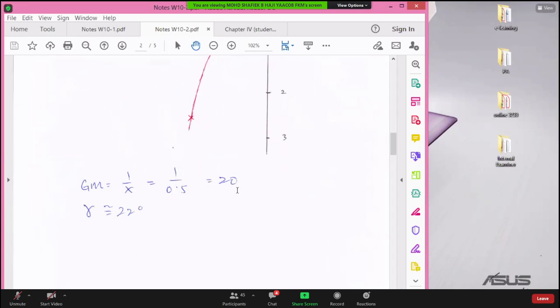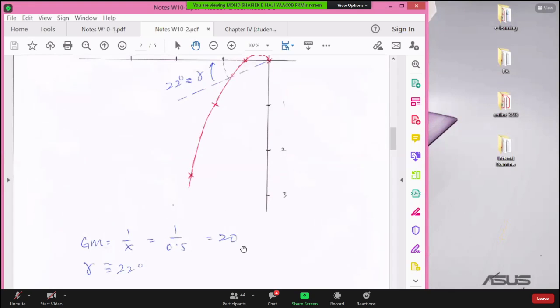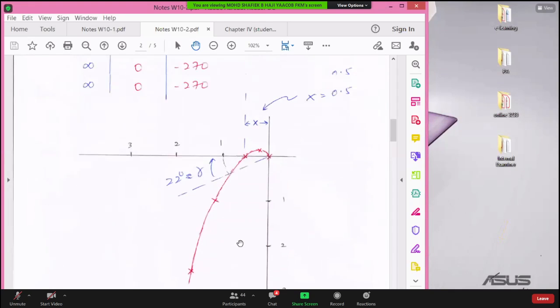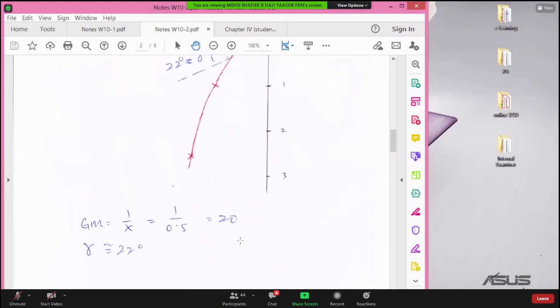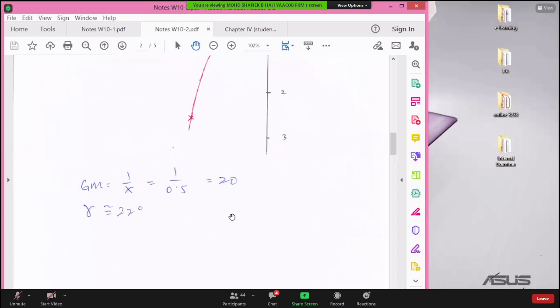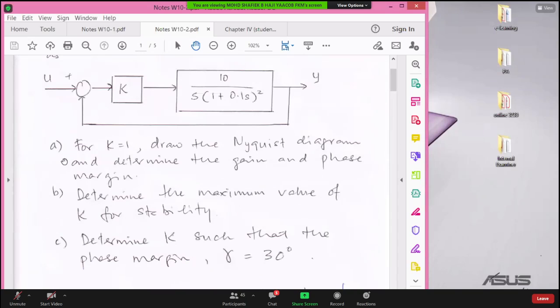So the gain margin is 20, 1 over 0. This is not 20, right? This is not 20. 1 over 0.5 is 2. Make a correction. This is not correct. 1 over 0.5, that's not 20. It's 2. And the phase margin is 22. So that is the first part of the question, part A.